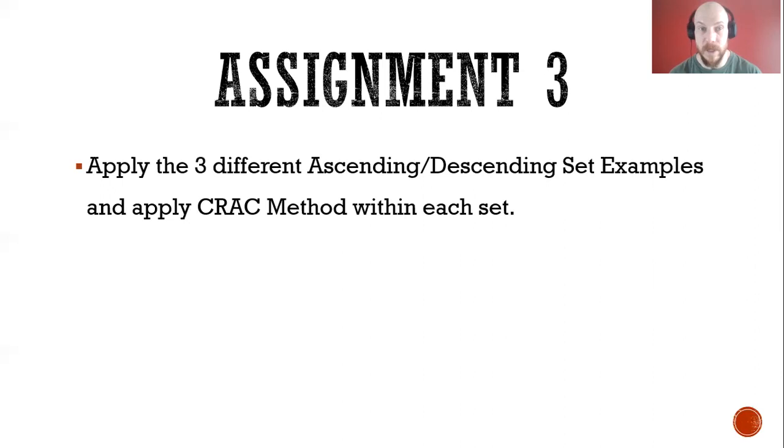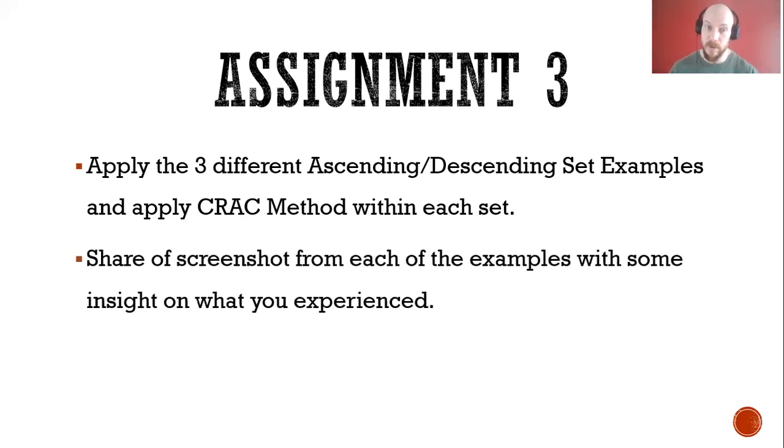But what we're looking to do this week is we're going to apply those 3 examples I just provided of ascending and descending sets. And within each of those sets, I want you to apply the contract, relax, agonist, contract method. Share a screenshot of each of those examples and some insight on what it was that you experienced using the ascending, descending protocols, and whether or not you felt like you would have potentially felt better if you would have stayed at the higher intensity, or share how things felt like they opened up quite a bit more as you descended back down. And also share potentially that you yourself might be at a stage where you just needed exposure to that higher intensity, and then it's good to come back down.